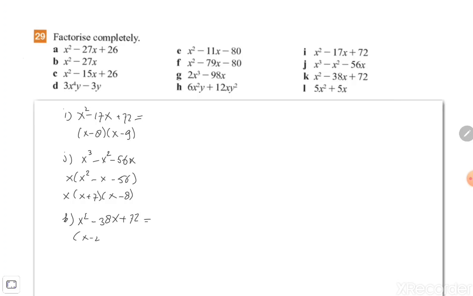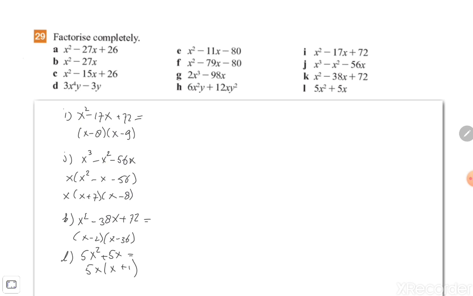If we have a look at K, x squared minus 38x plus 72 is equal to x minus 2 and x minus 36. And then the last one, L, is 5x squared plus 5x. You can put the 5x outside the bracket, and then we still have left x plus 1. And those are the answers from exercise 29.